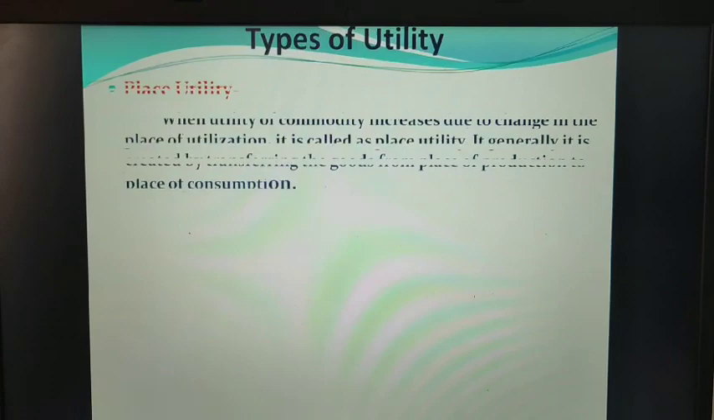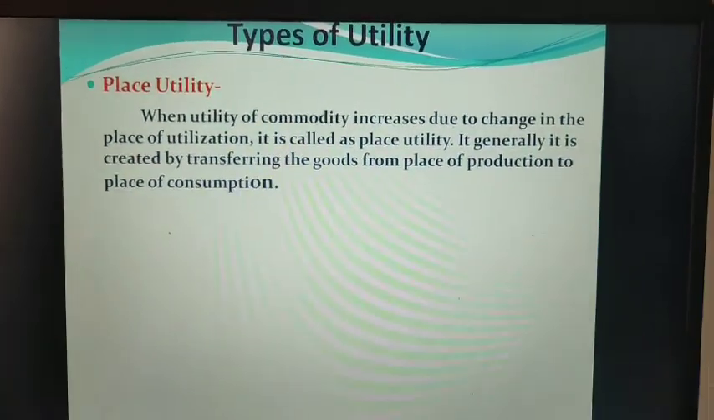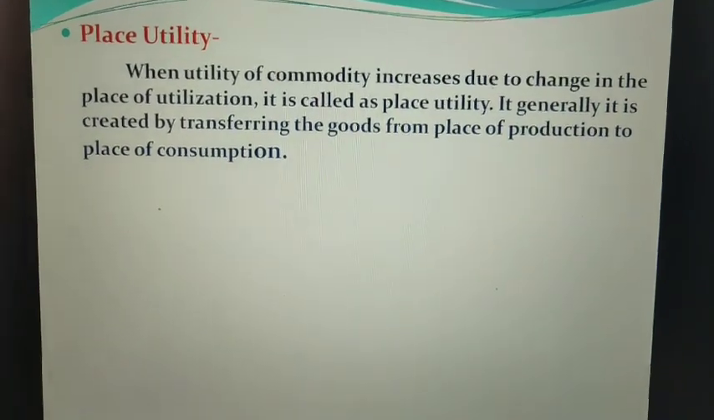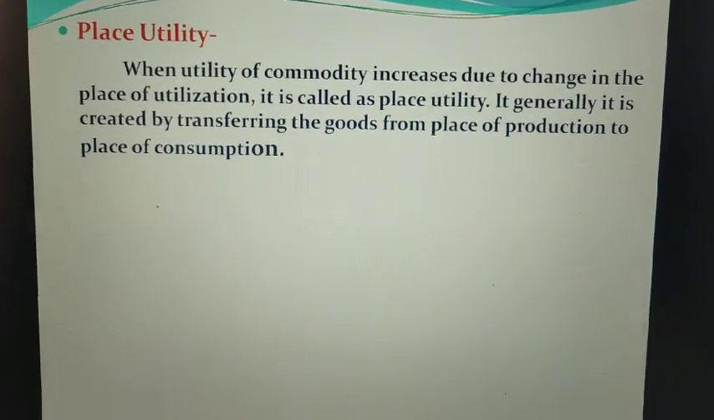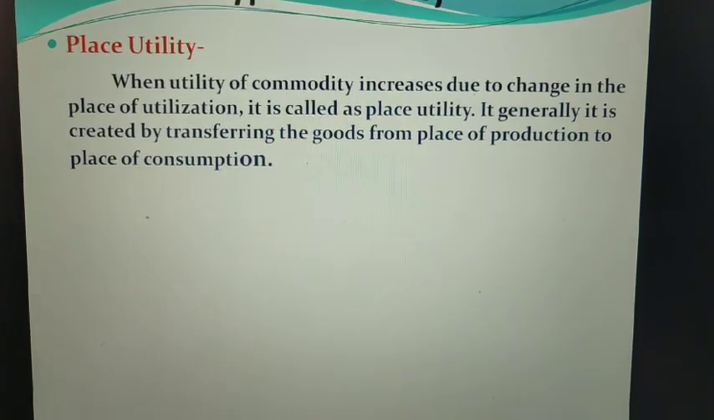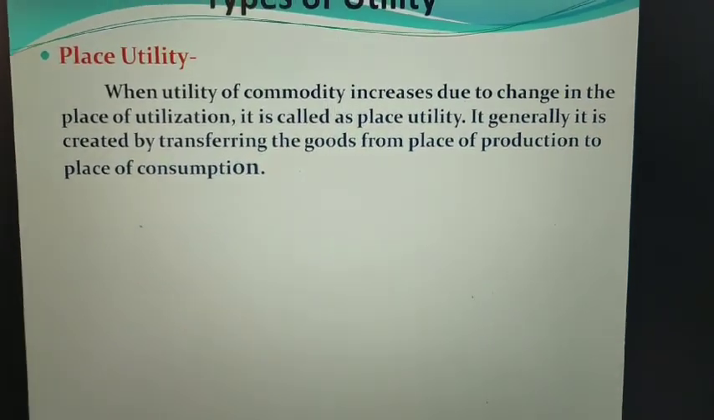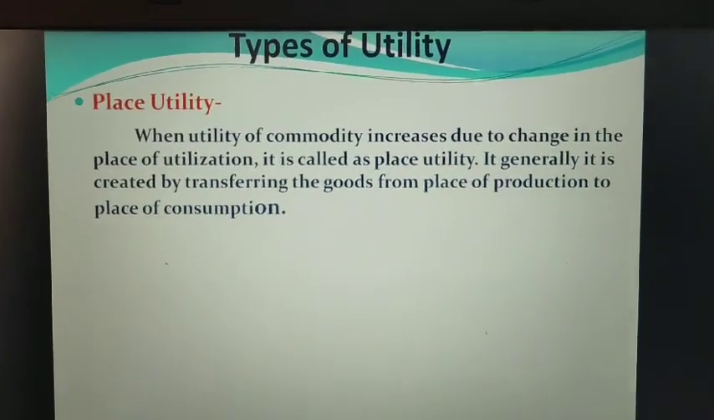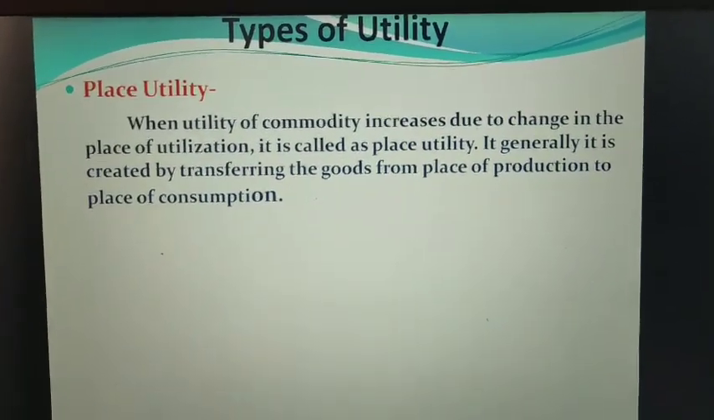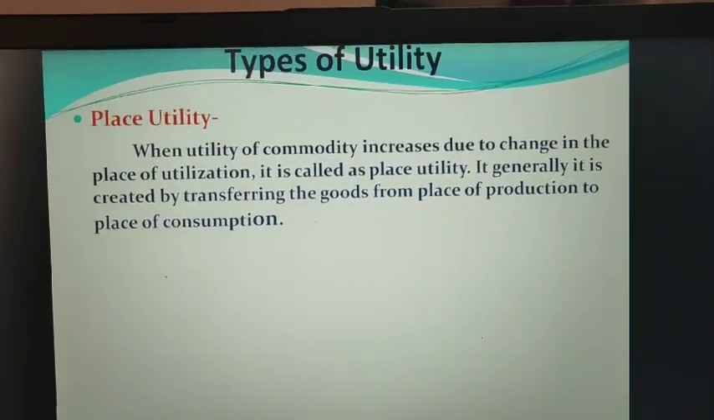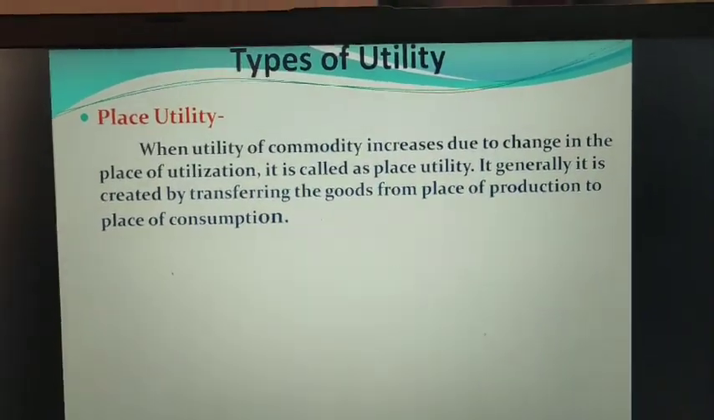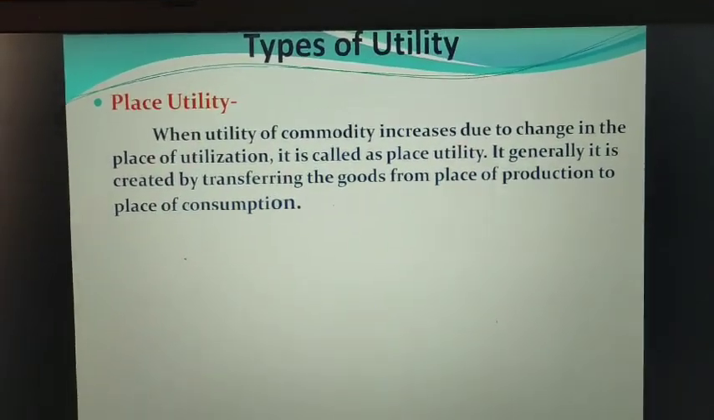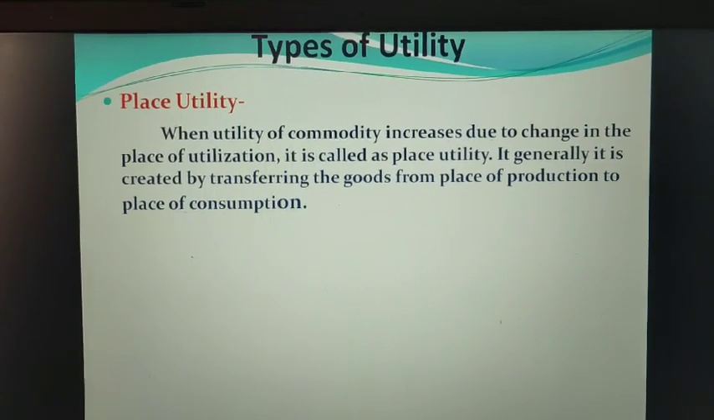Next type is place utility. When the utility of a commodity increases due to a change in place of utilization, it is called place utility. It is generally created by transferring the goods from the place of production to the place of consumption. Obviously, some goods are only produced at a particular place. We can take an example of tea. Assam is the state where quality production of tea is done.